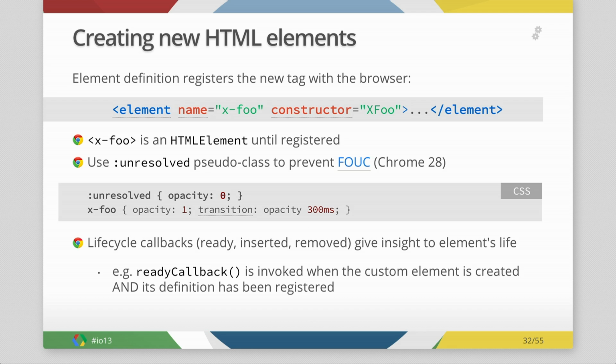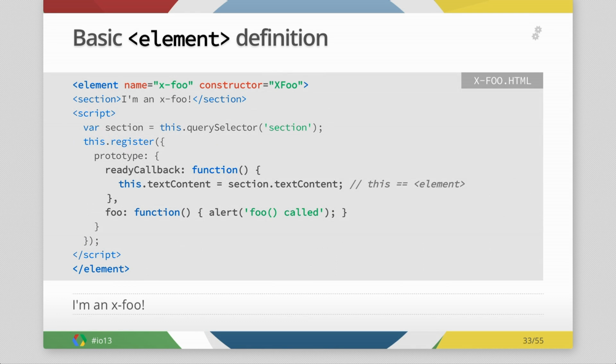And so you want to have things clean up. So in your remove callback, you would make those calls. And so there's sort of life cycle events and callbacks for everything. You really have insight into what's going on with your element.